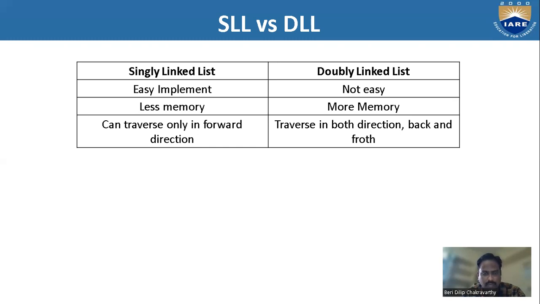But if you observe the main advantage of double linked list over single linked list, it is given in the third difference. In a single linked list, we can traverse only in the forward direction, whereas in a double linked list, we can traverse in both directions. We can move from back to front and front to back like this. So these are the main differences of single linked list versus double linked list.